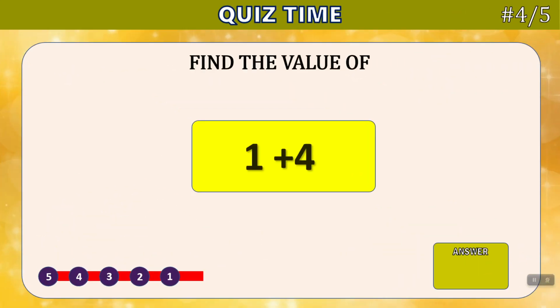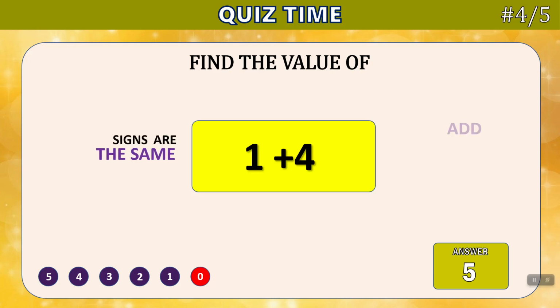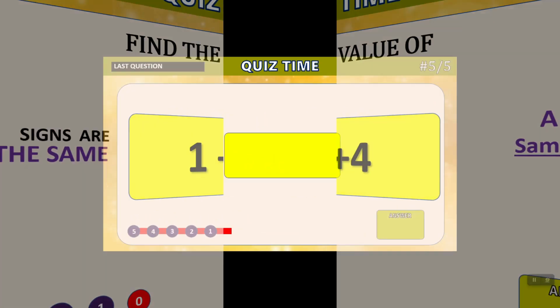Find the value of 1 + 4. And this was really easy because we know 1 + 4 is 5. The 1 doesn't have a plus sign in front, but we know that if we do not see a sign, it is automatically positive. So +1 + 4. The signs are the same. We add, 1 + 4 is 5, and we keep the sign, which is positive.